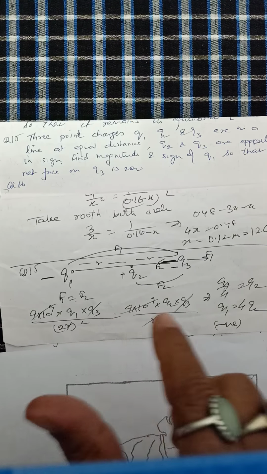Cancel out the terms and we get Q1 = 4 Q2. Negative we already know while making the diagram. Negative means the sign of Q1 will be the same as the sign of Q3. If Q3 is positive, Q1 will be positive. If Q3 is negative, Q1 will also be negative. So the sign of Q1 will be the same as Q3, and the value of Q1 will be 4 times Q2.